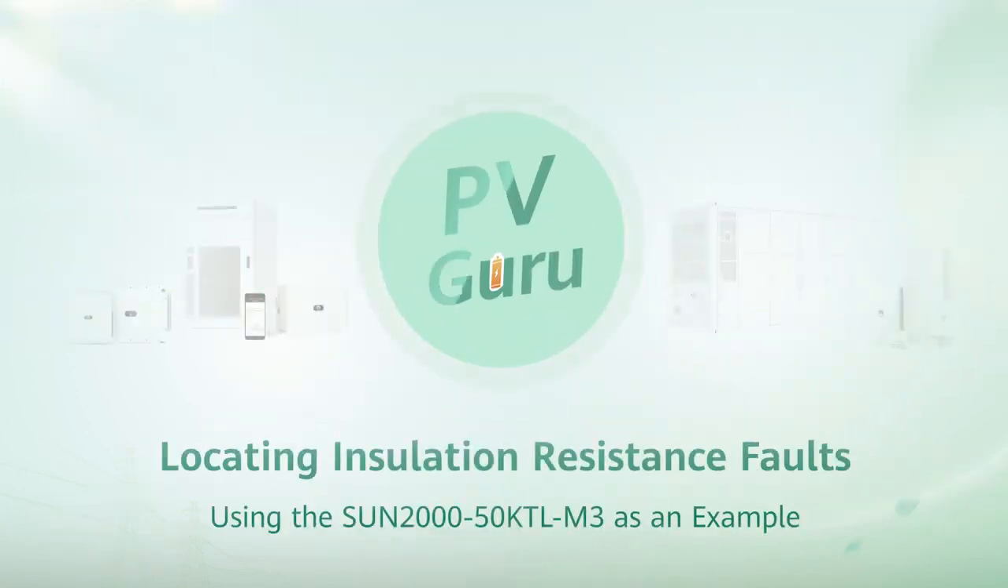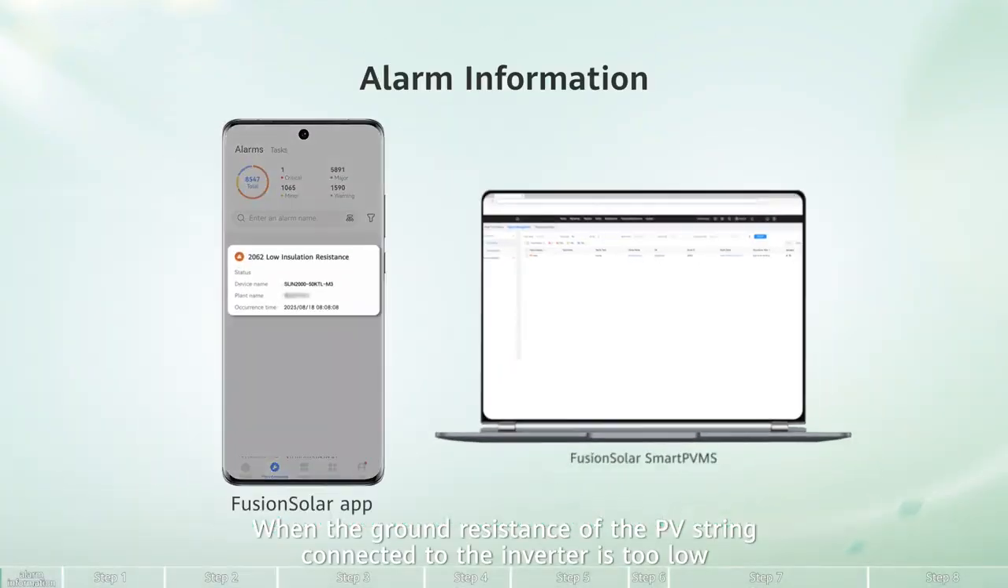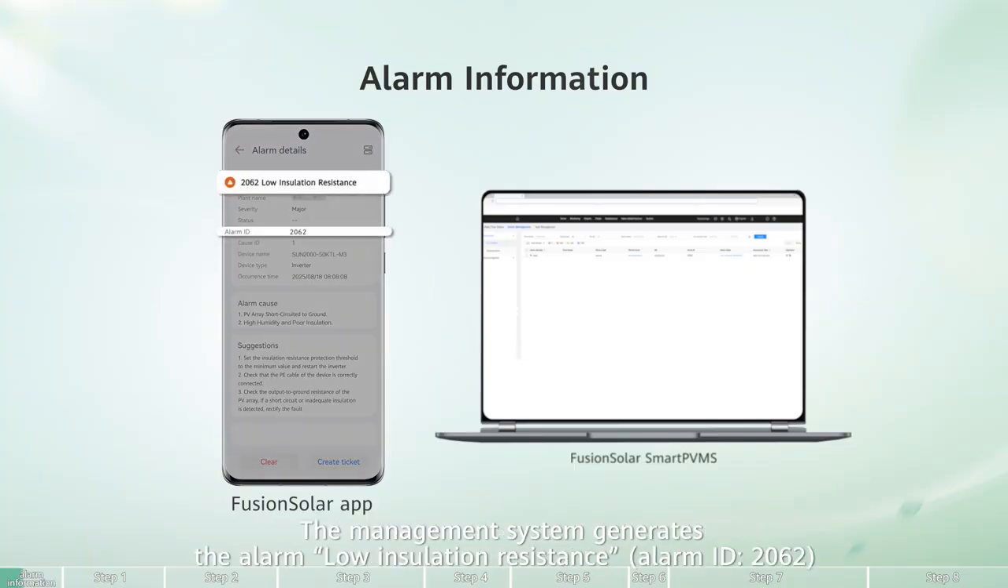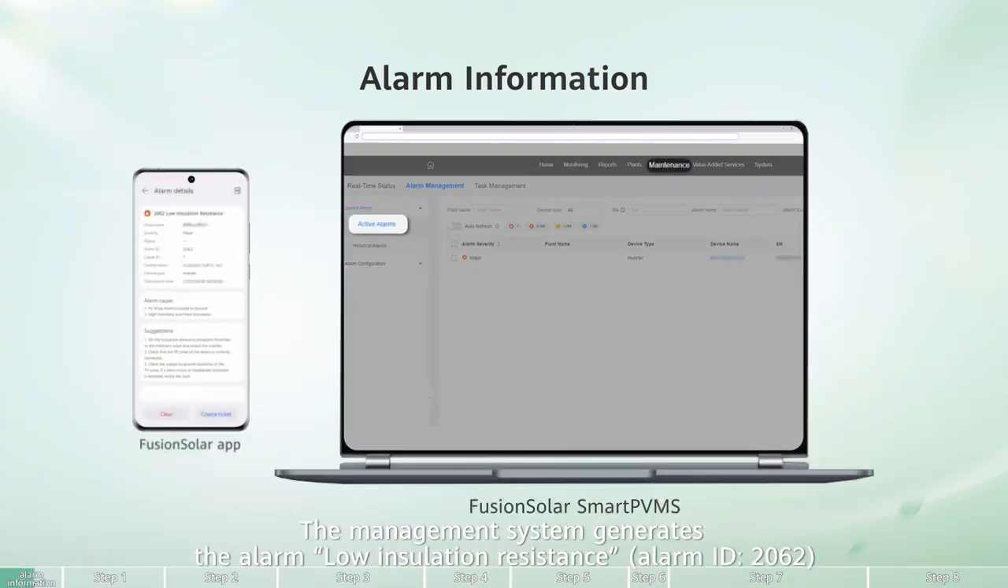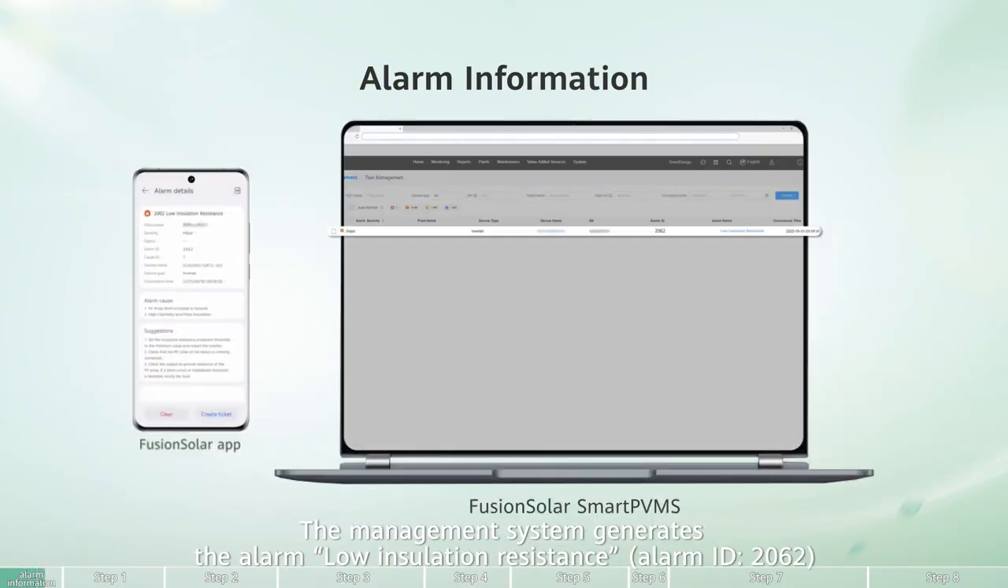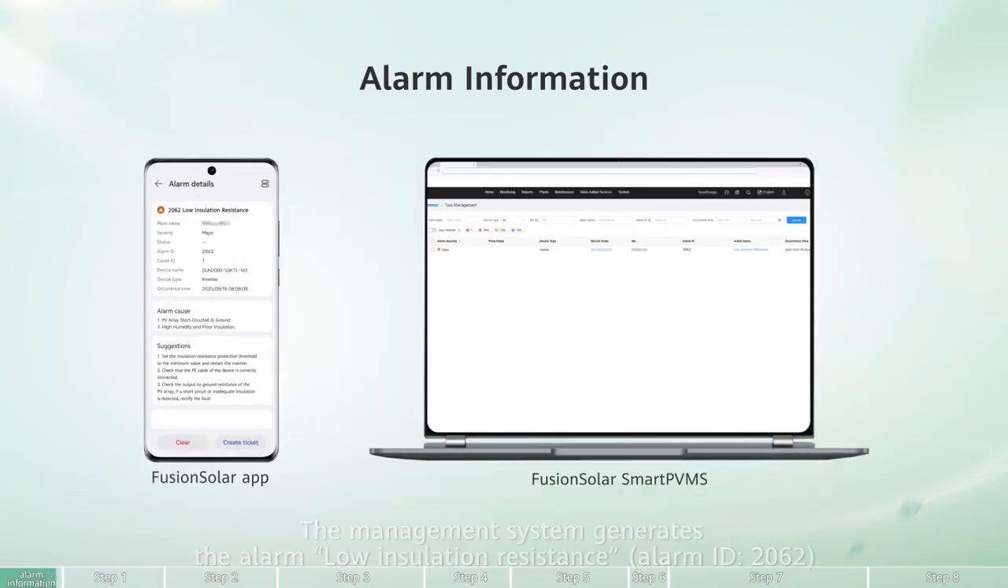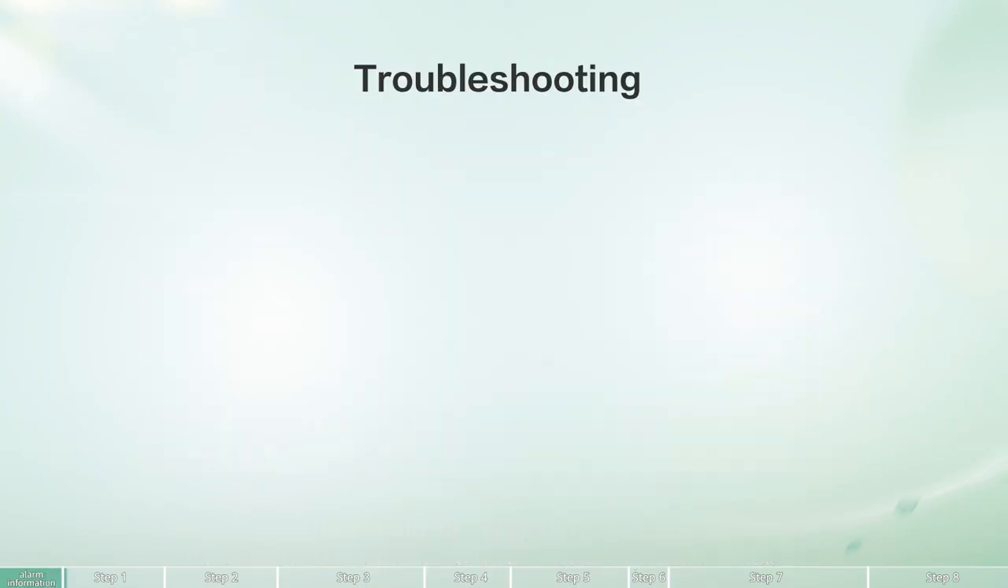Locating insulation resistance faults. When the ground resistance of the PV string connected to the inverter is too low, the management system generates the alarm low insulation resistance. Troubleshooting.